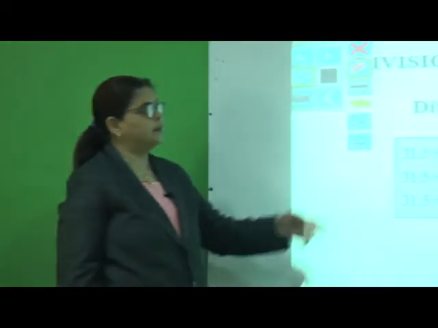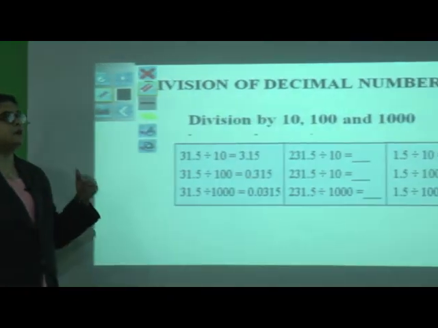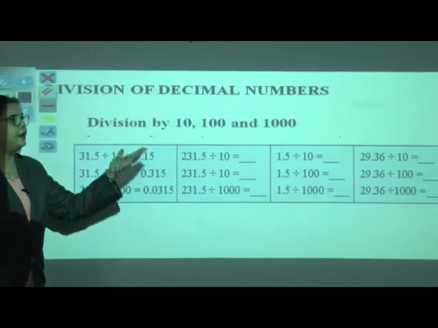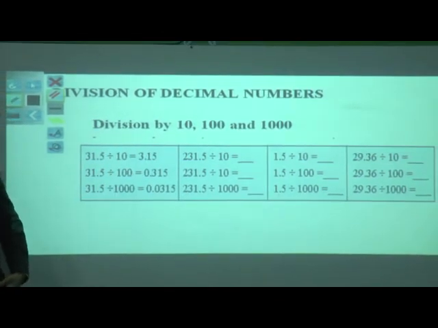Already in the previous class we had learned about fractions and decimals. We had seen decimals and their operations. We had done the multiplication of decimals. We will see today the division of decimals: division of a decimal by a number, division of a decimal by a decimal, and division of a decimal by 10, 100 and 1000. We will see one by one.